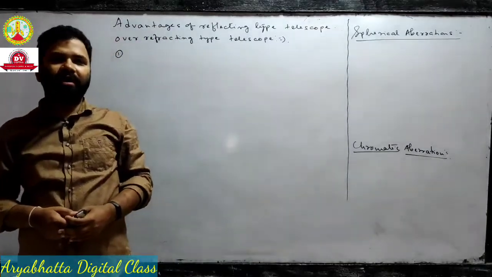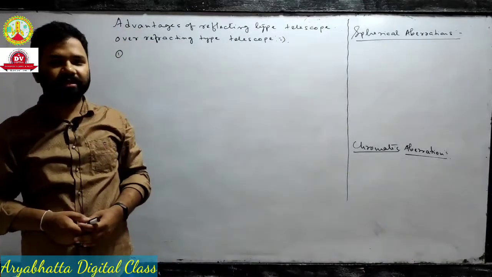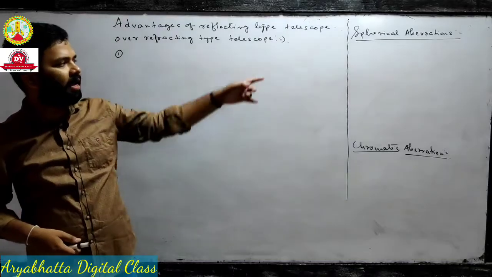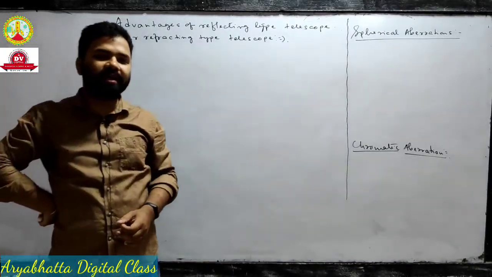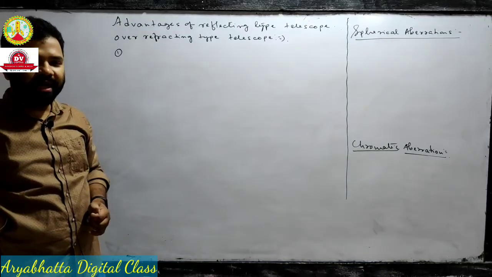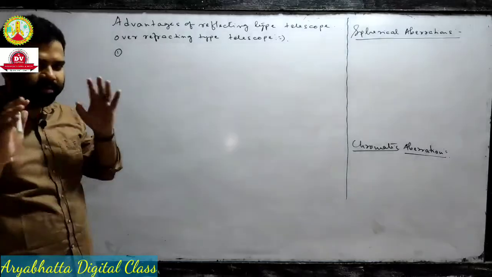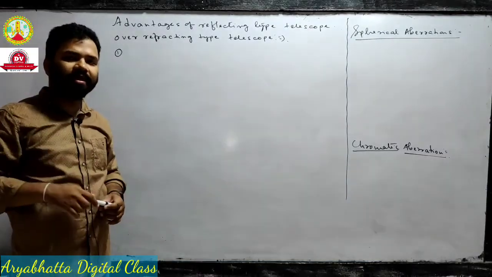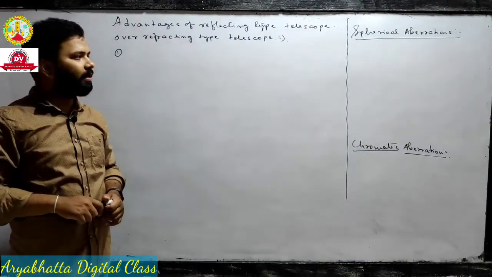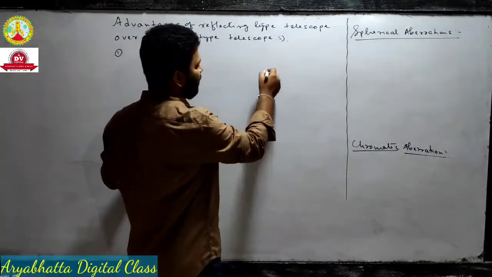So what are the problems that are suffered by our lenses, okay? The first problem that I have mentioned is spherical aberration. And the second one is chromatic aberration. Now, what do we mean by the term spherical aberration, okay? We can understand this with the help of a prism. So let us try to understand with the help of a prism.